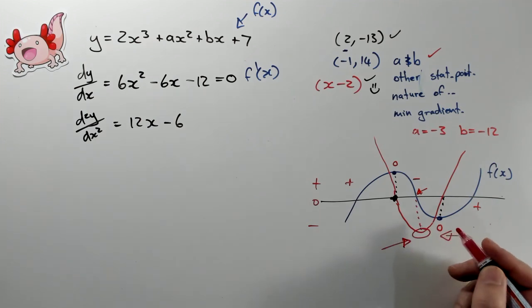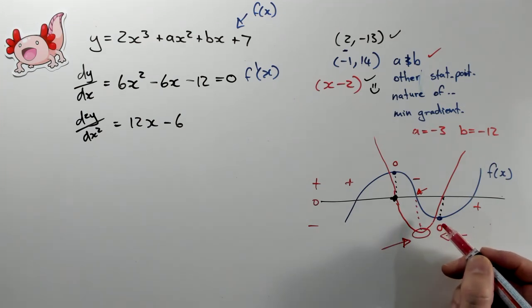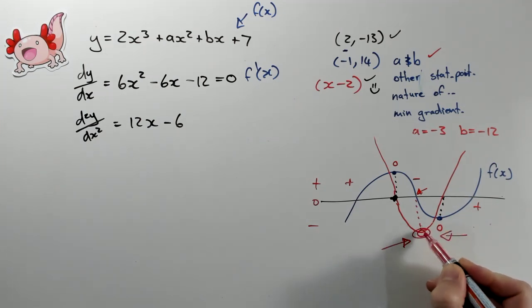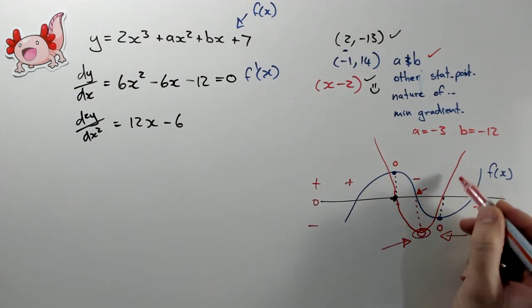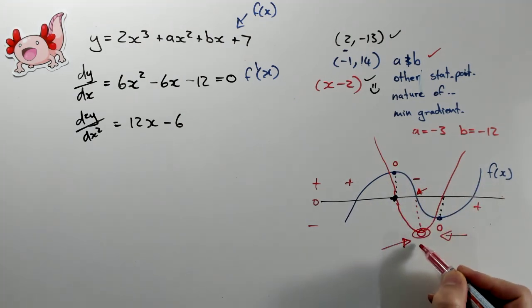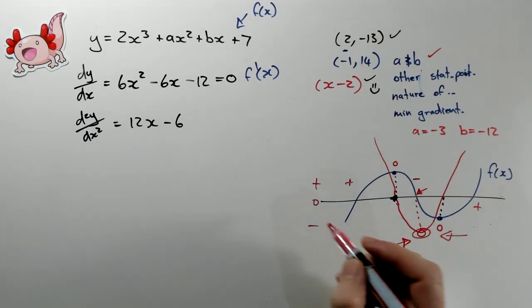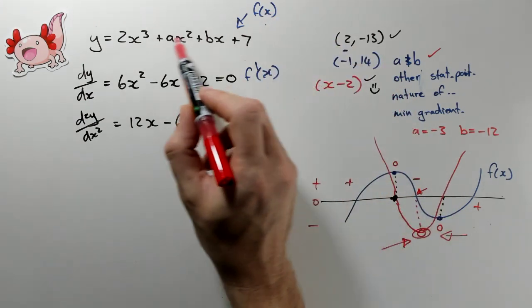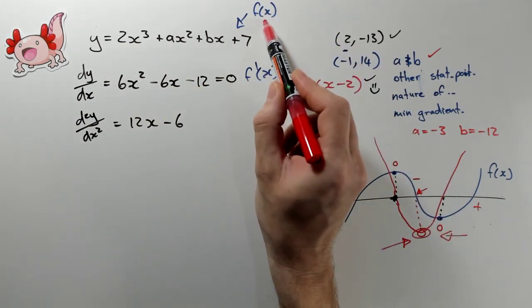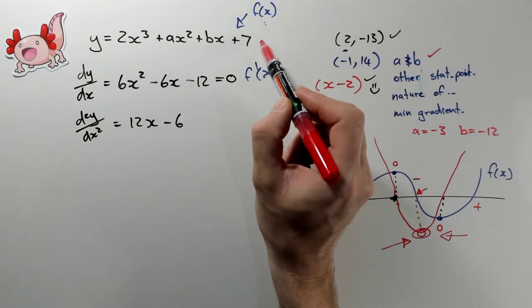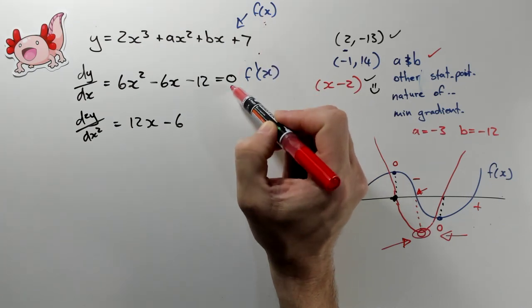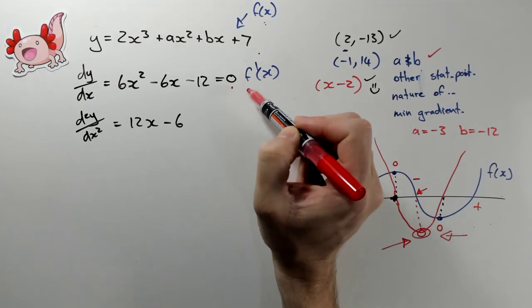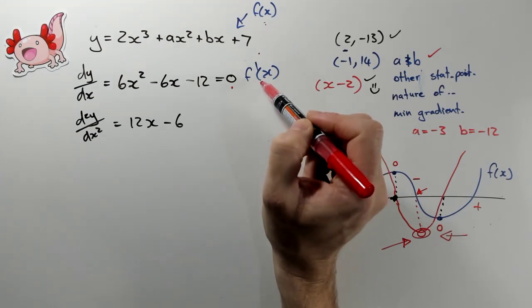So if I want to find the minimum point or the minimum gradient, it would probably be the lowest point on this function. And that point is a stationary point. For this function, f of x, if I wanted to find a stationary point, I would derive it and make it equal to 0. And then I'd get an x value, and then I'll know where that stationary point is.